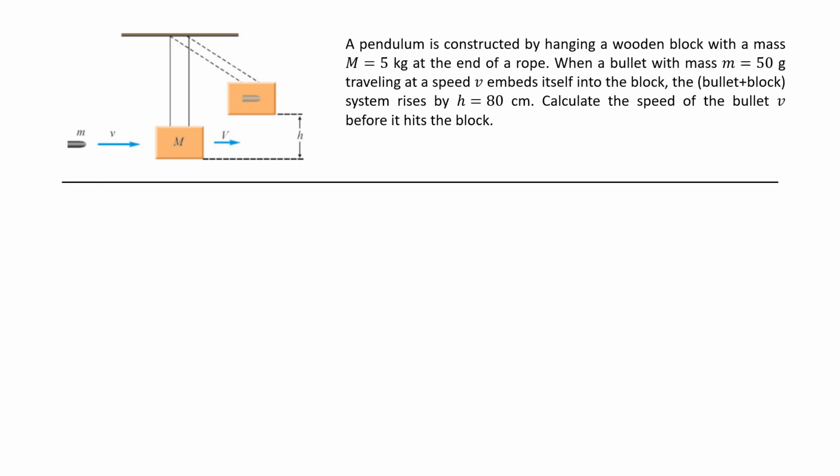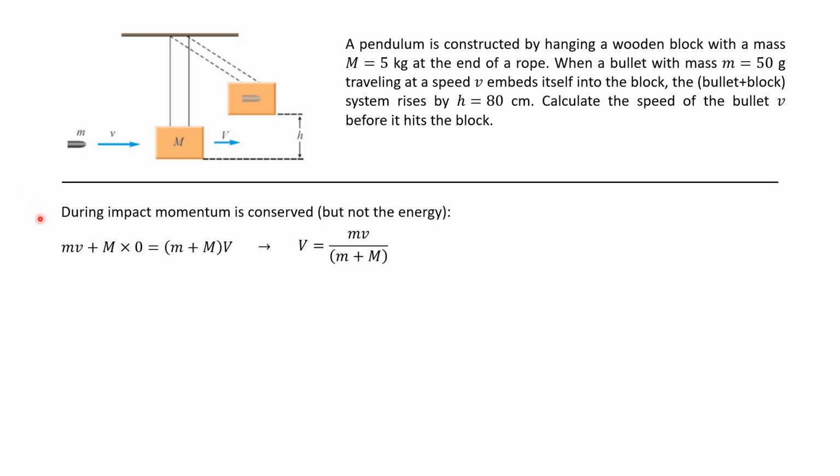Okay, so how do we solve this problem? Well, we're going to invoke the conservation of momentum. So momentum is conserved, and how do we express it through equations? Well, momentum is just mass times velocity. So before the collision, momentum of the bullet is m times its velocity, plus momentum of the block times its velocity, which is 0, because the block is just hanging here.